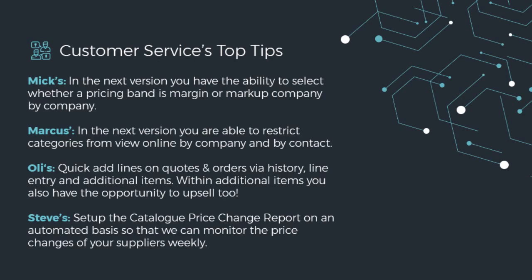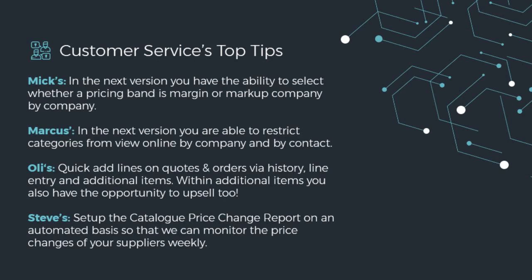Ollie's quick tip is adding lines to quotes effectively, whether using the multi-add from a history, from line entry with additional items, and then basically if you're part searching a code, you can basically multi-add items. So good use of that is say toners, you want to add all 4 toners, you don't have to search for the code, put one code in, add it, put another code in, add it. You can basically select all 4 at once and add them to the order, nice and easy.